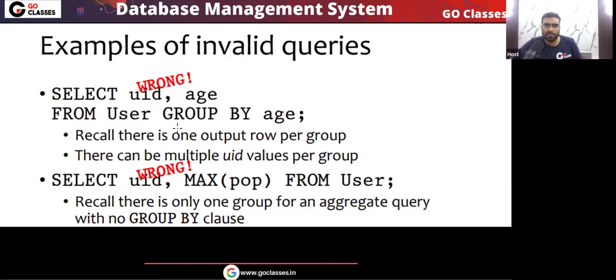Is this query valid? Group by age. Can you put UID unaggregated? No. So this is an invalid query. What about this? There is no group by. If there is aggregation, can you put an unaggregated attribute? The answer is no. So again, this is wrong. In the last lecture, we have seen this: if there is no group by and you are putting aggregation, then you cannot put an unaggregated attribute.